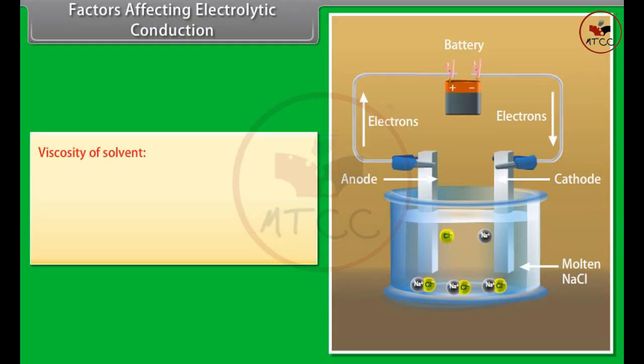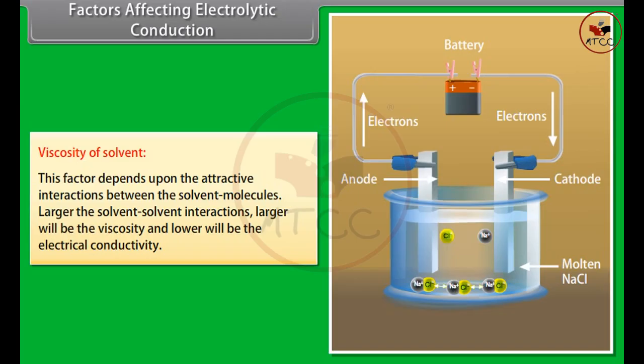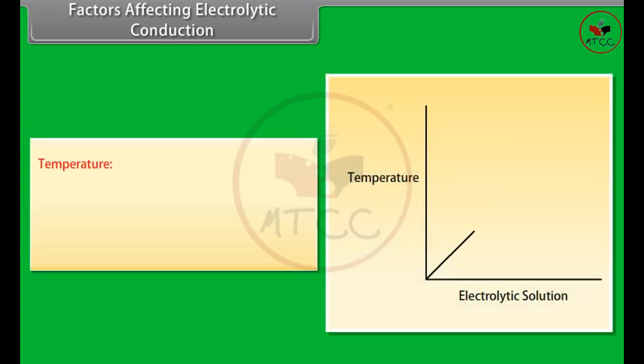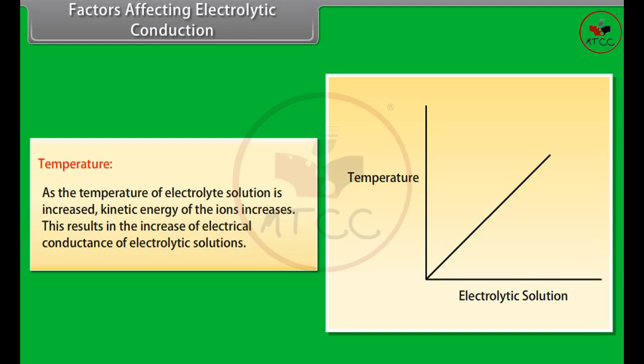Viscosity of solvent. This factor depends upon the attractive interactions between the solvent molecules. Larger the solvent-solvent interactions, larger will be the viscosity and lower will be the electrical conductivity. Temperature. As the temperature of electrolyte solution is increased, kinetic energy of the ions increases. This results in the increase of electrical conductance of electrolytic solutions.